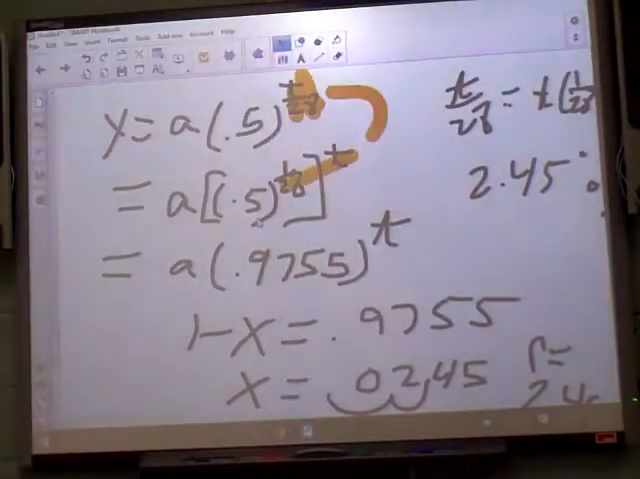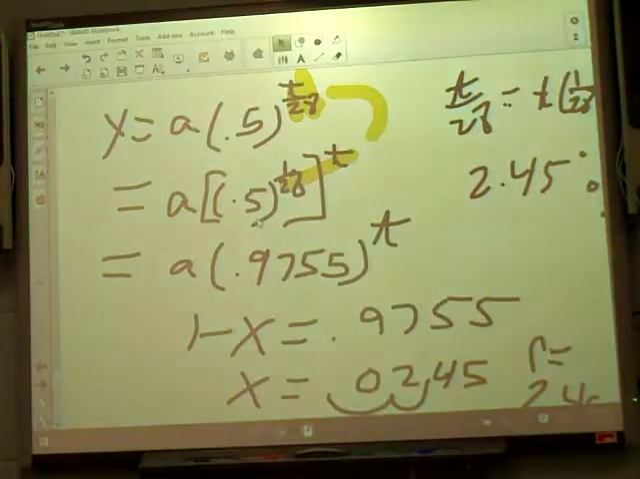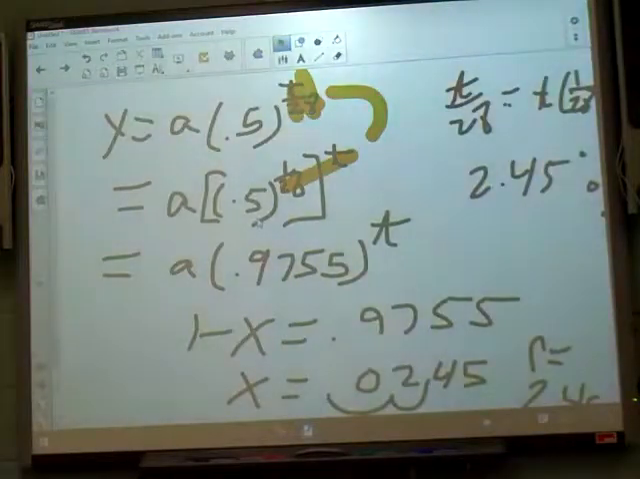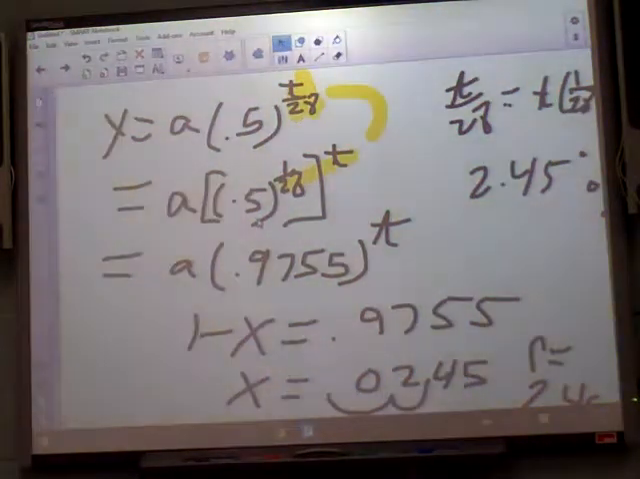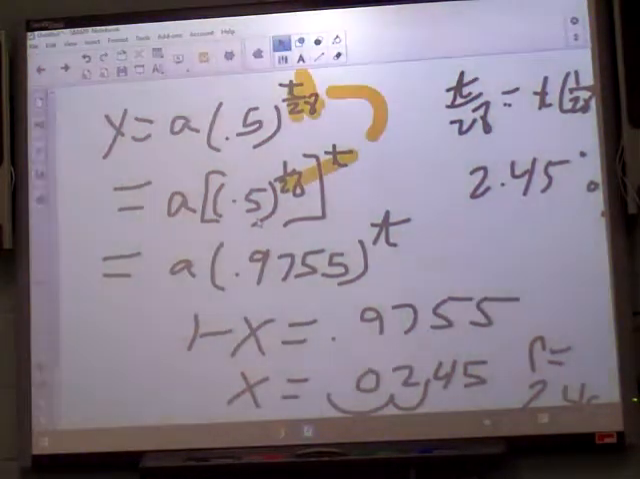The only hard part on that was the stuff we highlighted, realizing that we could rewrite that power. But if we didn't rewrite it, would we be okay? No, because how would you have gotten 0.9755? You can do 0.5 to the t over 28 power and it'll get you 0.9755? Probably not.